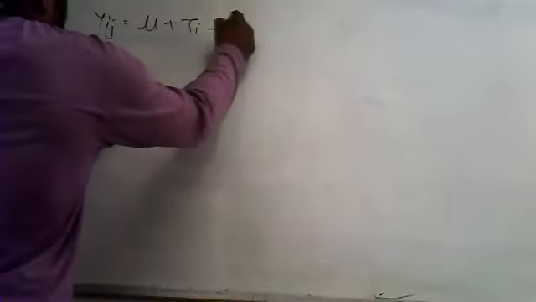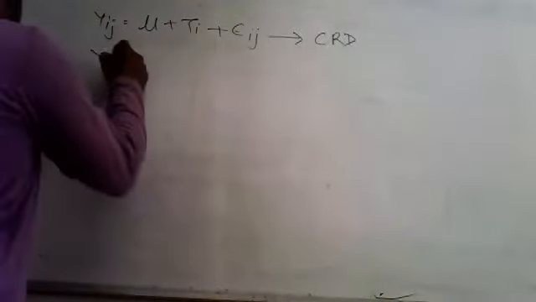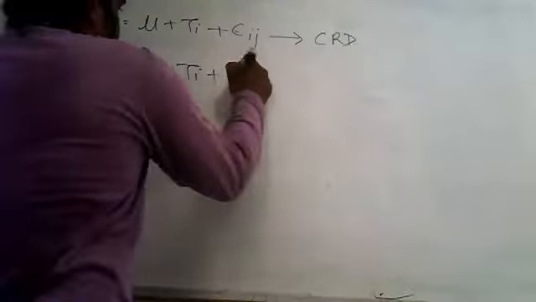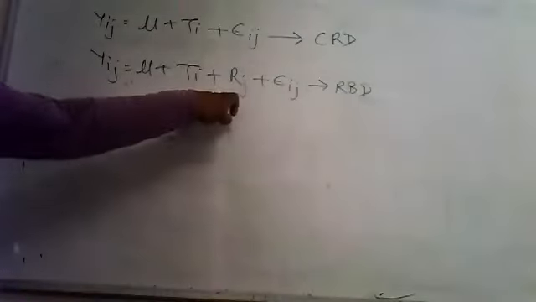Statistical model of LSD. In LSD, the statistical model... Yij is equal to mu plus tau i plus epsilon ij. ये मॉडल आपको याद है, this is the model for the CRD design, only two sources, treatment and error, okay. Another model we have seen is mu plus Rj plus epsilon ij, this is the model for the RBD design.